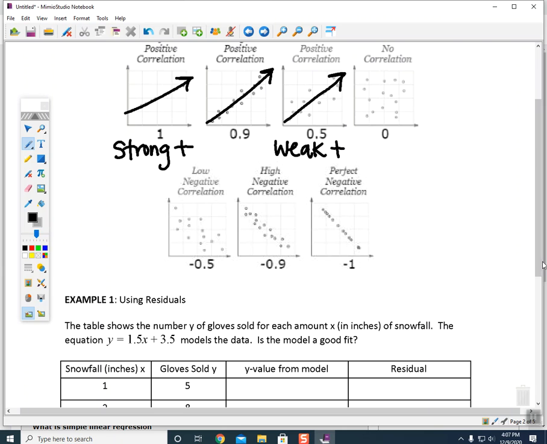Okay, and then the same thing happens with negative correlation. So this guy is trending downward, but we have it super spread out. So this is a weak negative correlation. This one's a little bit better, right? We've got more tight together, so it's a higher form of correlation. And then this last one is perfect correlation. So this would be strong negative correlation because it's trending downward and all those points lie on my line.